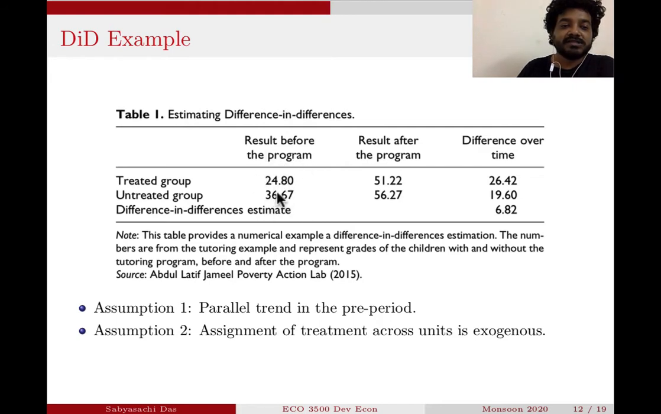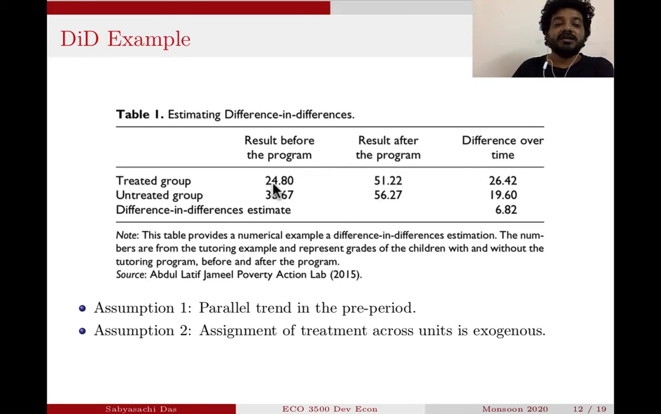So already you see there is a difference between the treated and the untreated. It's not that treated and untreated are identical groups, but that's fine in this difference in difference estimate. You can have treated and untreated groups be different. You see that the treated group, the group that received tutoring, had lower grades than the untreated group. However, after the program happened, the treated group's grade improved, but so did the untreated group's grade as well, right?